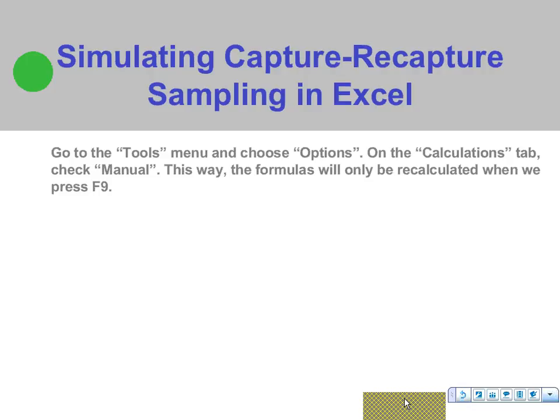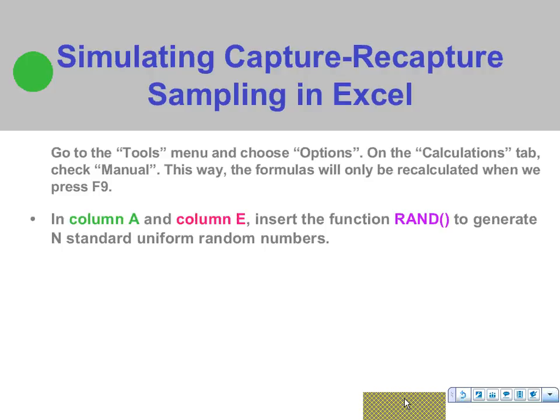So on the first column, column A, and column E, we're going to insert and generate the random numbers. This will help us to select the individuals that we're going to mark on the first one and the ones that we're going to capture the second time. So let me go back to the Excel and do that for you.